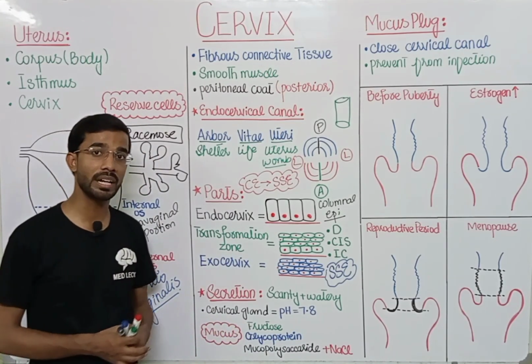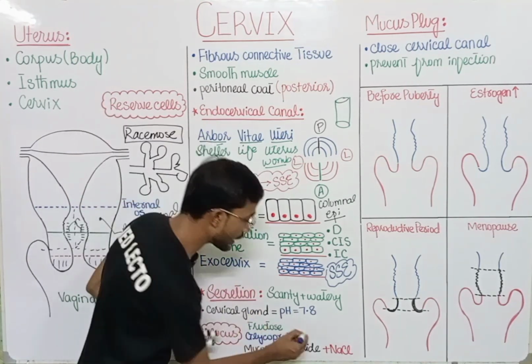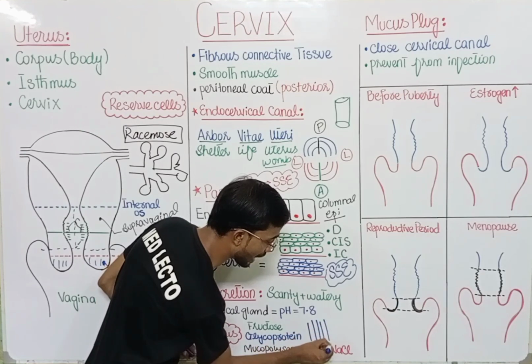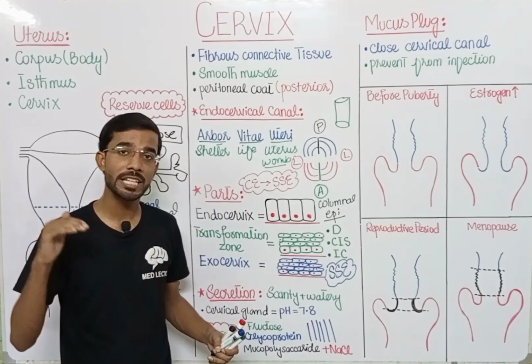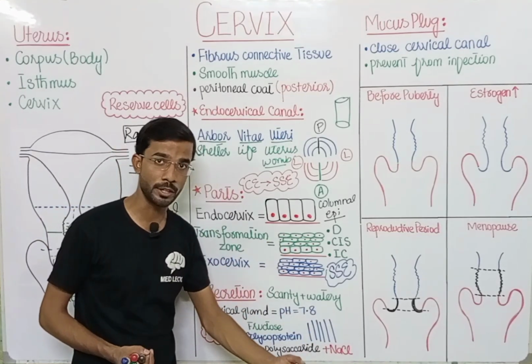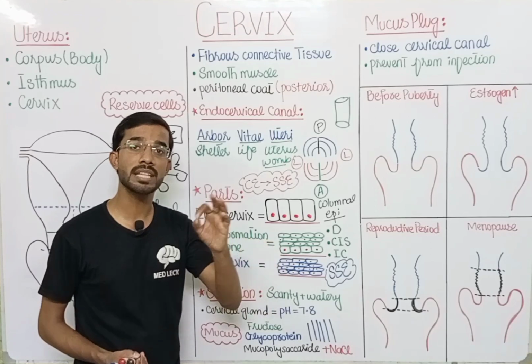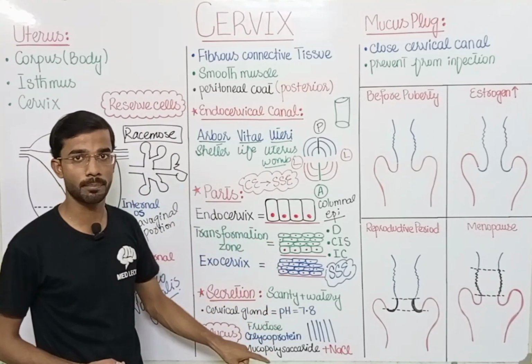Glycoprotein is very important and provides a path to the sperm. Glycoproteins form a parallel texture, and the parallel texture provides sperms a pathway, and sperms can easily move to the uterus and ultimately into the fallopian tubes and go towards the egg. So glycoproteins are also very important.